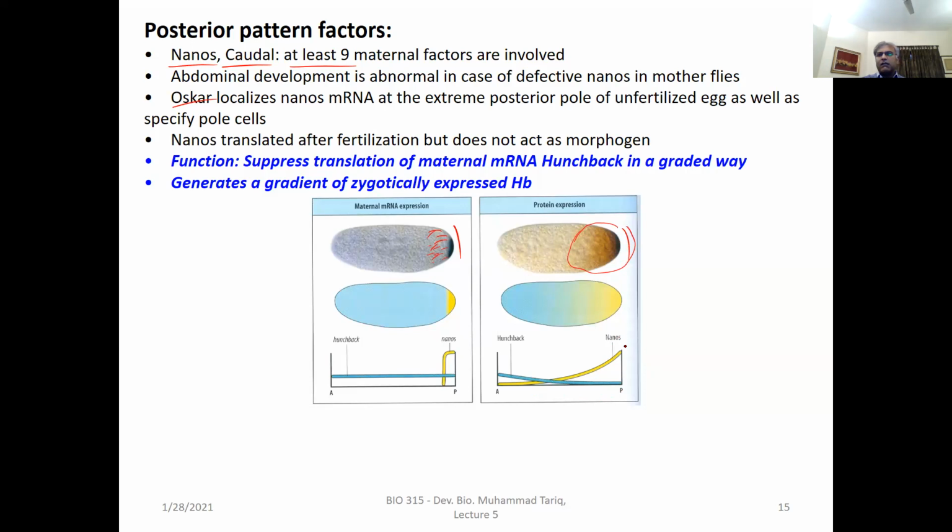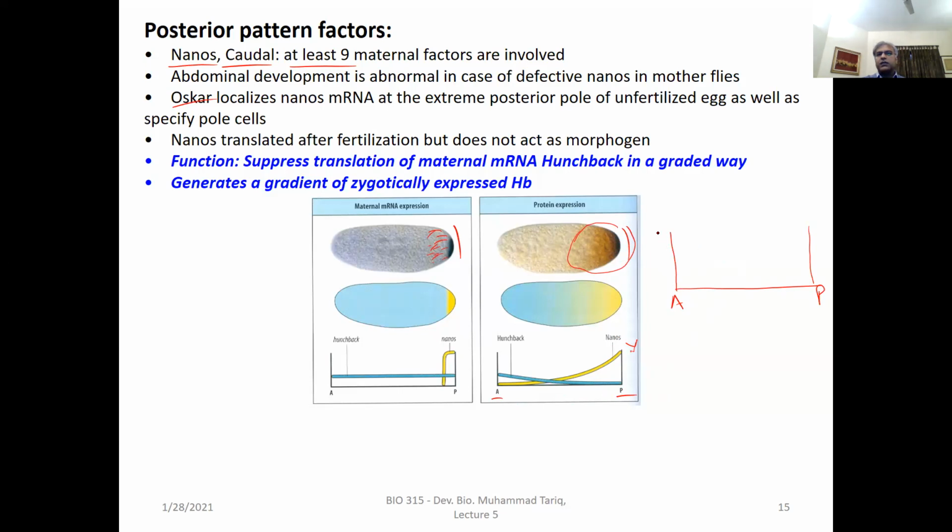If this is the y-axis, this is the x-axis. On the x-axis, you have anterior, posterior. Now, what do you have on the early stage embryo? Let's say this is the embryo. This is anterior side. This is posterior side.